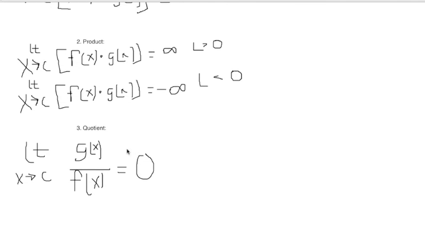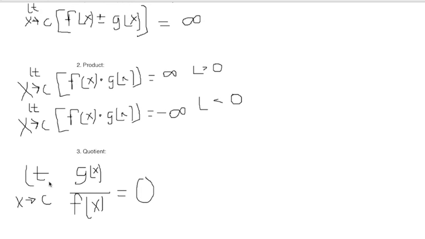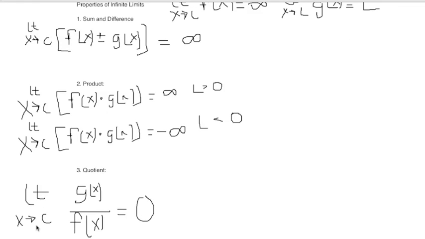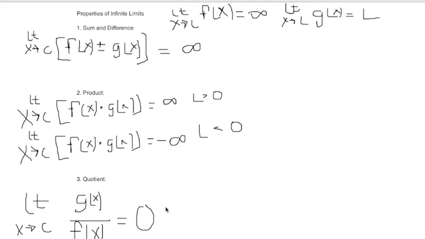For the quotients, what we have is if we have the limit as x approaches c of g of x, some number L, over the limit as x approaches c of f of x, which is infinity, we get 0. Basically, whenever you have some number divided by infinity, you always get 0. That's kind of a common rule.